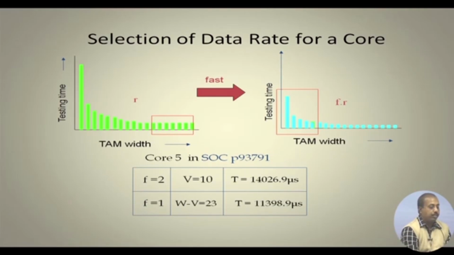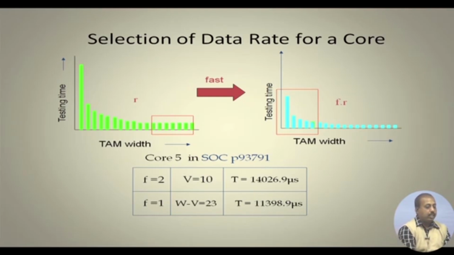Take core 5 of this particular SOC, P93791. If you are doing it at a slower data rate, then W minus V equal to 23. If you put it on a slow channel with 23 lines, then the test time becomes 11398.9 microsecond. Whereas, if you put it on a faster line, giving 10 faster lines, it can test it at 14026.9. So, you see the number of TAM lines required has reduced from 23 to 10.